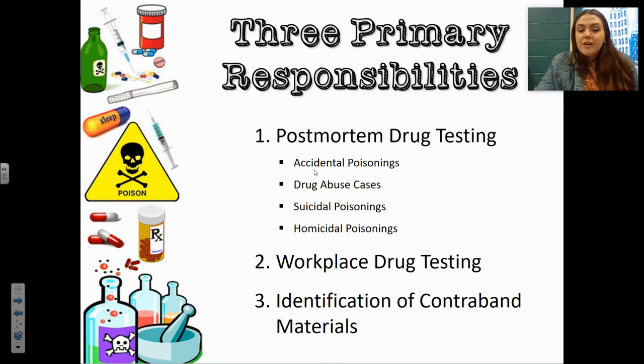Post-mortem drug testing covers accidental poisonings, drug abuse cases, suicidal poisonings, or homicide. Either way, we're just trying to detect those poisons or drugs in their system.